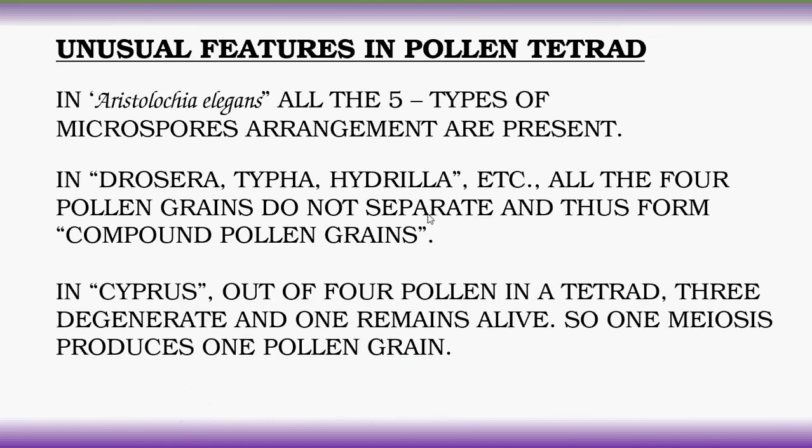And the third unusual feature in cypress: out of 4 pollen grains in a tetrad, 3 degenerate and 1 remains alive. So already we discussed during microsporogenesis, the microspore mother cell undergoes meiosis to form 4 haploid microspores or pollen grains. In that, 3 degenerate and 1 remains alive. That means one meiosis in this plant produces only 1 pollen grain. This is one unusual feature in cypress.